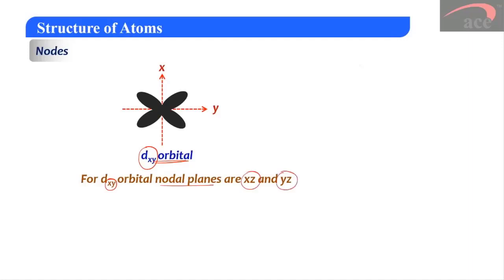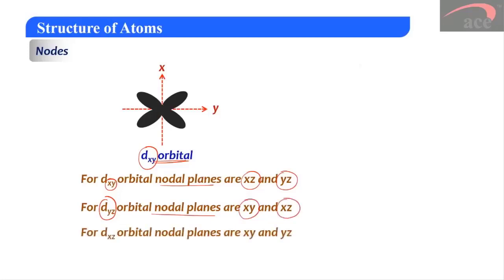You got this? If it is dyz orbital, please check which axis is not mentioned. X is not mentioned. So there will be 2 nodal planes. One will be on xy and one will be on xz. If it is dxz orbital, then which axis is not mentioned? I think it is y. So there will be 2 nodal planes. One will be on xy and one will be on yz.